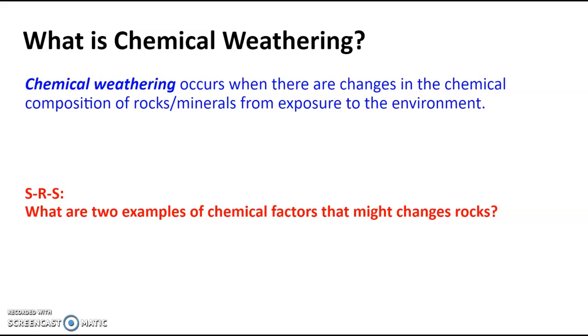Chemical weathering occurs when there are changes in the chemical composition of a rock or a mineral based on its exposure to the environment. So this can be a lot more dramatic, and I think it's really interesting from a chemistry standpoint. So think about what are two examples that might chemically change a rock, and write those in your student response sheet.